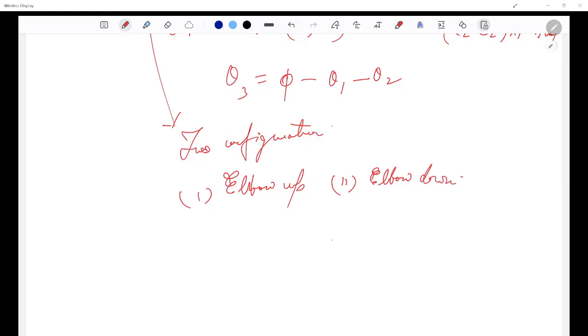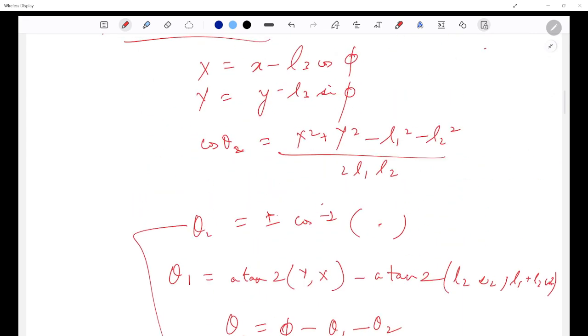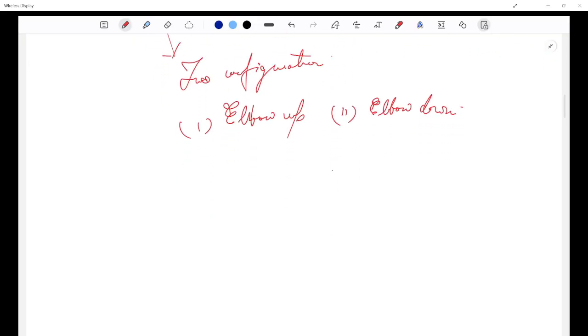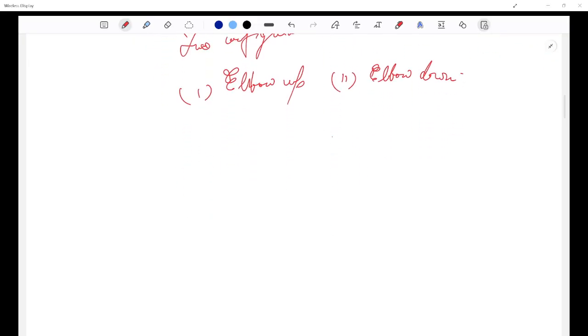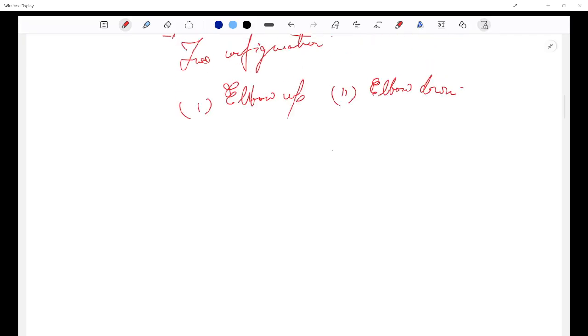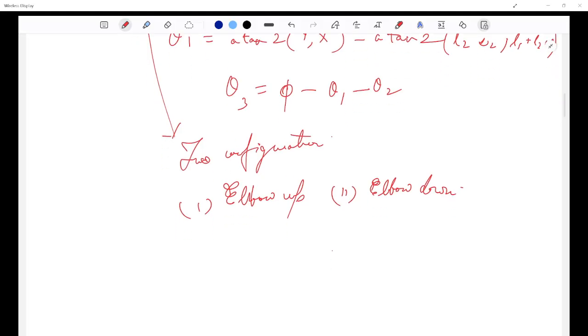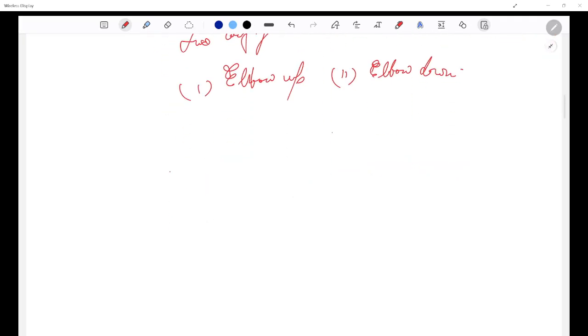Okay, so this was important. You can look through the derivations. It is pretty simple. You'll be able to understand that. But my whole point here was that we can have multiple configurations. If you go for inverse kinematics, you might not move to the same coordinate using the same joint variable configuration.